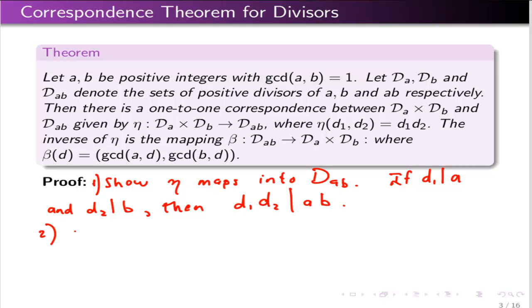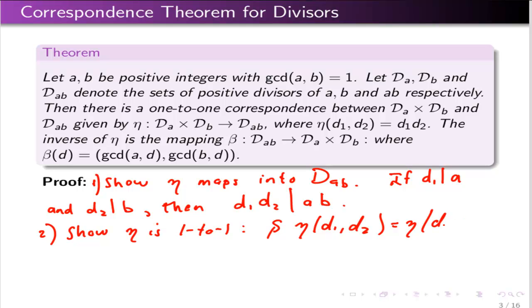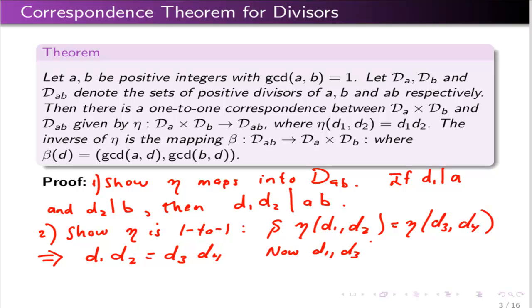Two, now let's show that it's a one-to-one mapping. So we have to suppose that eta of d1, d2 equals eta of d3, d4, say. Well, that would imply that d1 times d2 equals d3 times d4. Okay, now what type of objects are these? d1 divides a, d3 divides a, d2 divides b, and d4 divides b. So by definition, these are ordered pairs in D sub a cross D sub b.